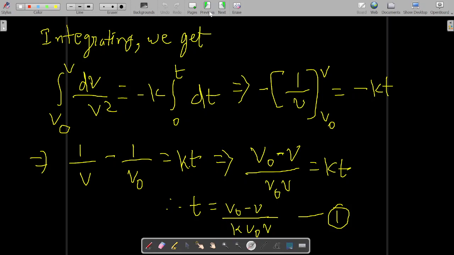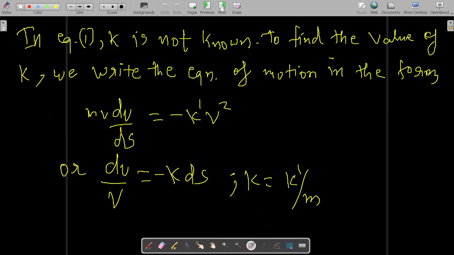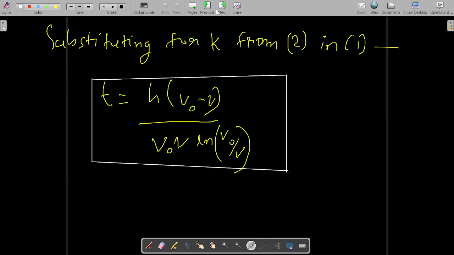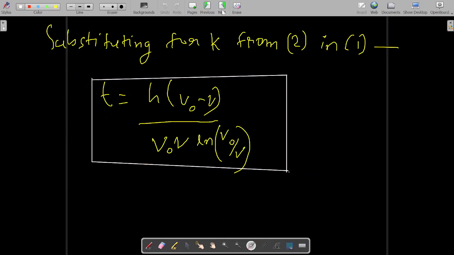The given variables are only 3: v naught, h and v. Even the t which we have assumed, that is also an assumption. So only 3 things are given: v naught, v and h. So in terms of them only you have to calculate everything. So you will have to eliminate the term k from that particular t expression, and after you eliminate the variable k from that t expression, you get the thing like this. This is your final answer.